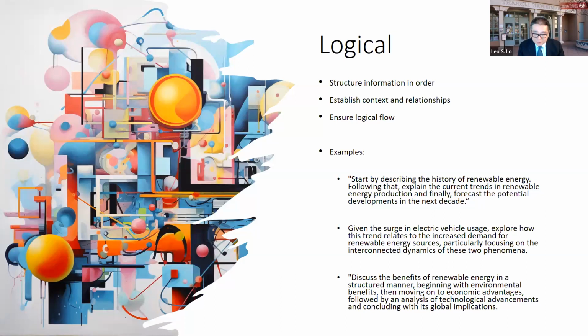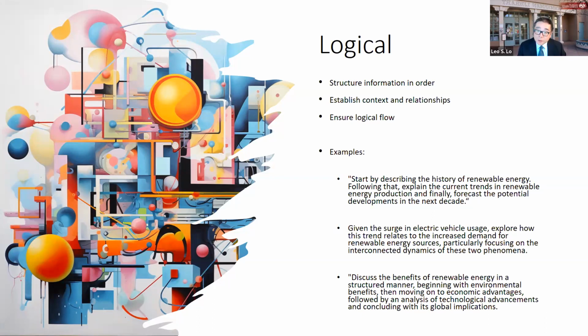So here's an example. Given the surge in electric vehicle usage, explore how this trend relates to the increased demand for renewable energy sources, particularly focusing on the interconnected dynamics of these two phenomena. So this prompt defines the context, the surge in electric vehicle usage, and asks the AI to analyze the relationship between this trend and the demand for renewable energy. And it helps with a more nuanced response.